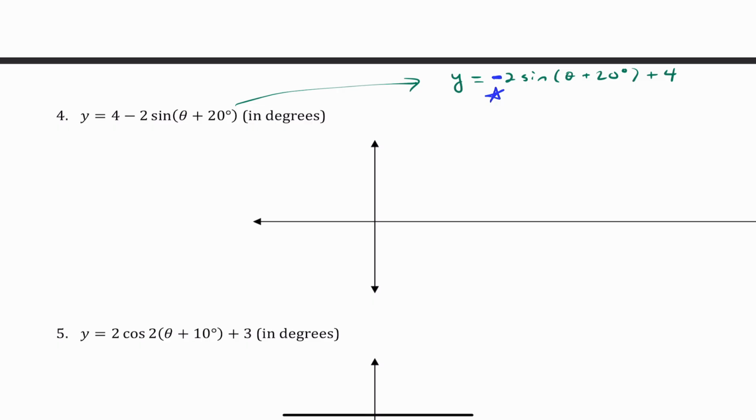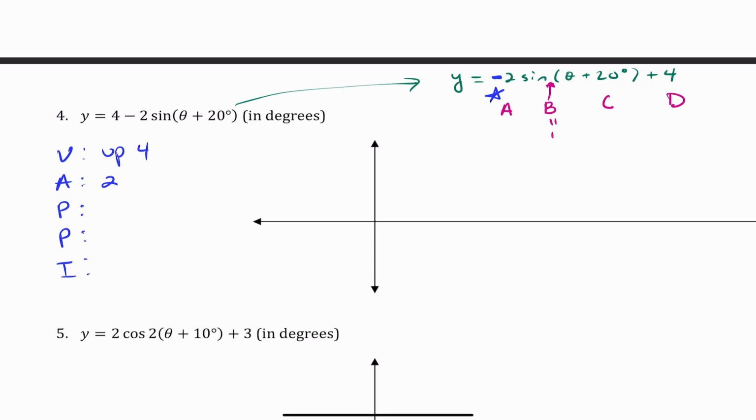Let's go ahead and figure out our A, B, C, and D. So that's A. That's B right there, that's 1. We have C, and then D. So, VAPI. Our vertical shift is +4, so we're going up 4. Our amplitude is always a positive number. Amplitude is distance, so it's a 2.